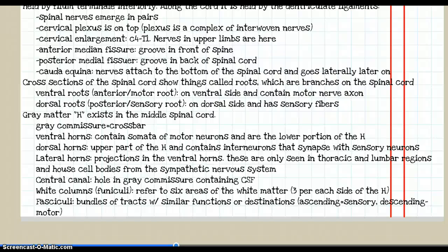Okay, so this is part two of the nervous system series, and last time I think we were on the gray matter H that you find in the middle of the spinal cord. So let's just review that.